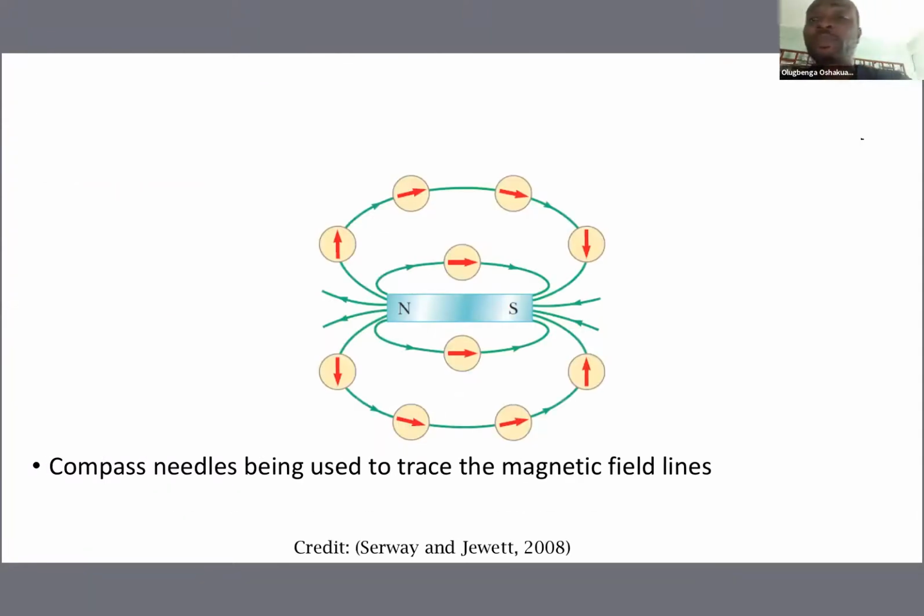and magnetic force will not act on it. Just like we have electric field lines, we have magnetic field lines, where the lines emanate from the North Pole and terminate at the South Pole. So they have similar properties to the electric field lines. So let's move forward.